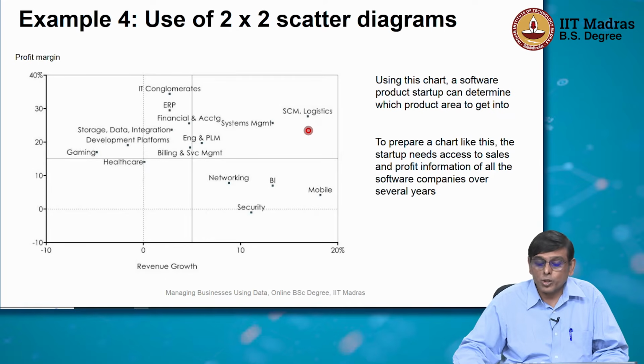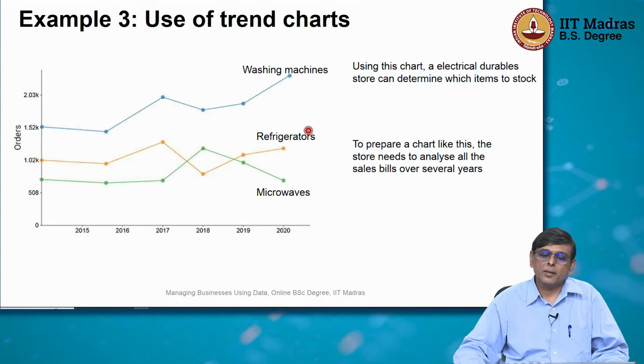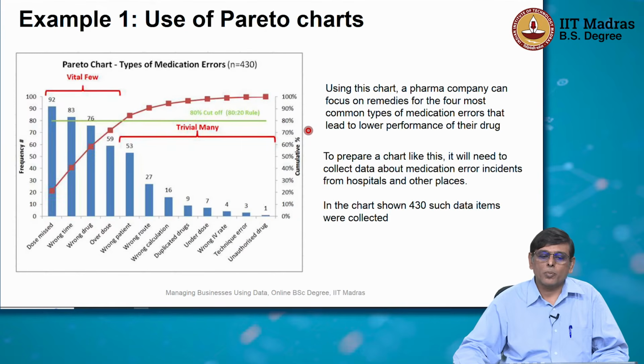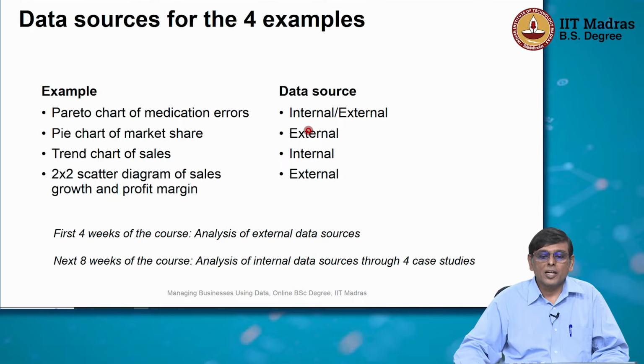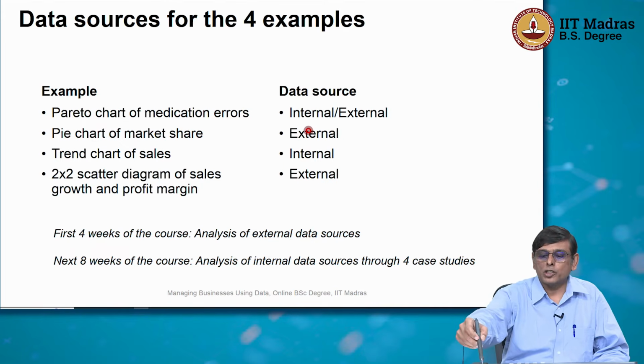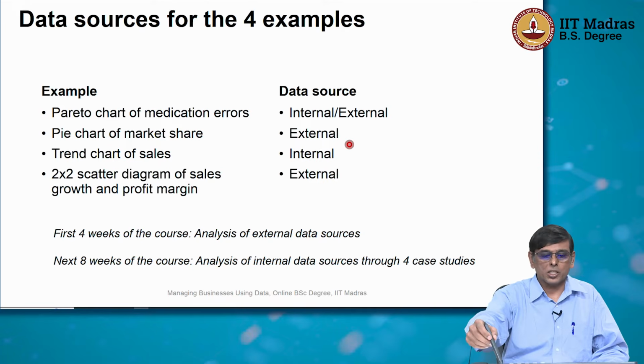So I illustrated 4 kinds of diagrams. This is a scatter diagram, a dot plot in a 2 by 2 scatter diagram. Then we talked about the line chart, the pie chart, and the bar chart along with a line to show the cumulative values. These are 4 types of charts. We can ask where the data came from for each of these. We saw the first chart, the Pareto chart; the data came from both internal and external sources. The market share data is entirely external data. The trend chart of sales is entirely internal data.